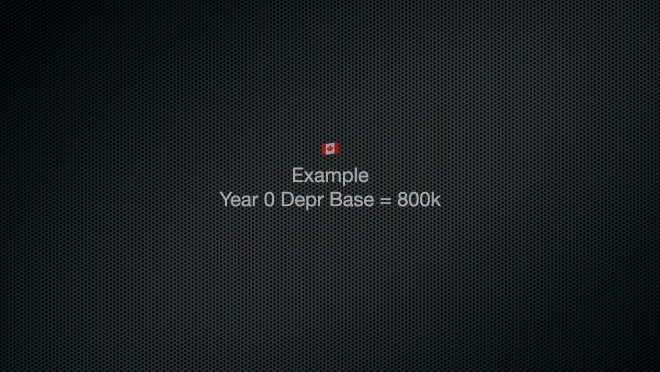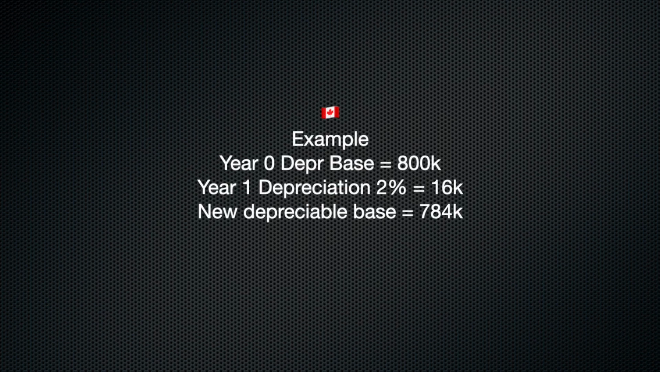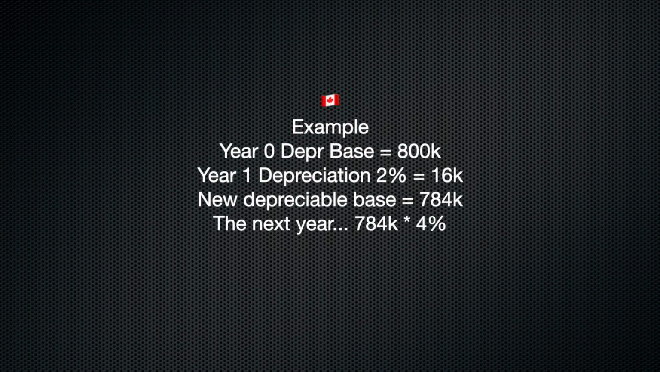Meaning, say, year 0 the depreciable base is 800,000. And 2% of that is 16,000. For the year 2 depreciation, the new depreciable base is 800,000 minus 16,000. You do 784,000 times 4%. Year 3 your new depreciable base is 784,000 minus 31,360, then times 4%. So on and so forth.